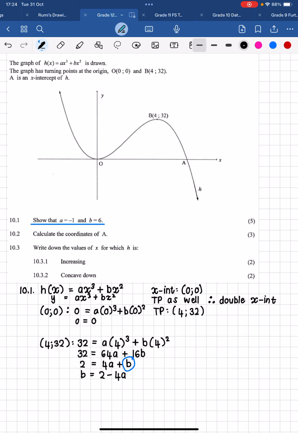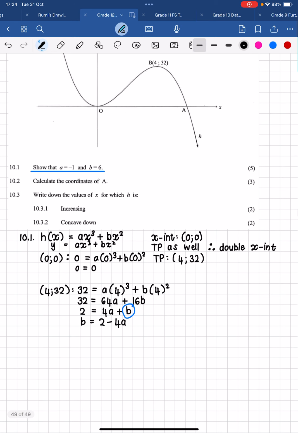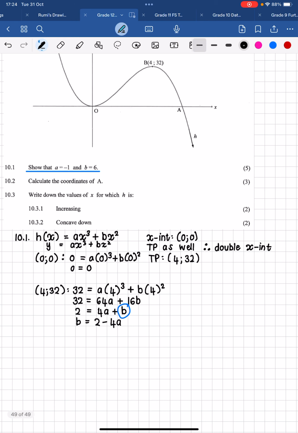Abhishek, there is probably a simpler way. Yes, I am just trying stuff. Okay, I'm just showing you guys that there's often multiple ways of getting to the answer.